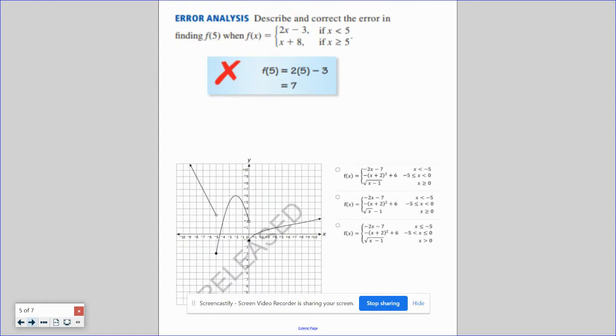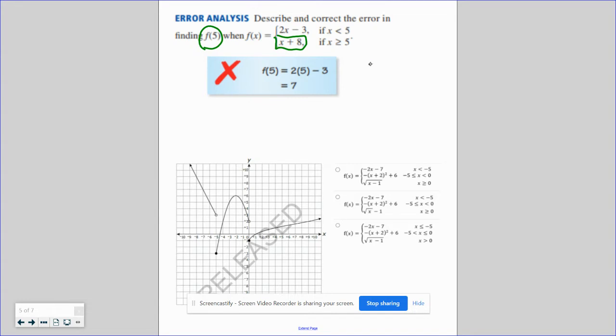All right, error analysis, everyone's favorite. So f of 5 equals 2 times 5 minus 3. So f of 5 is where we want to focus on first, which function it actually works in. They used it in the first function, but that says if x is less than 5. And 5 is not indeed less than 5. 5 is equal to 5. So we want to use our second function.